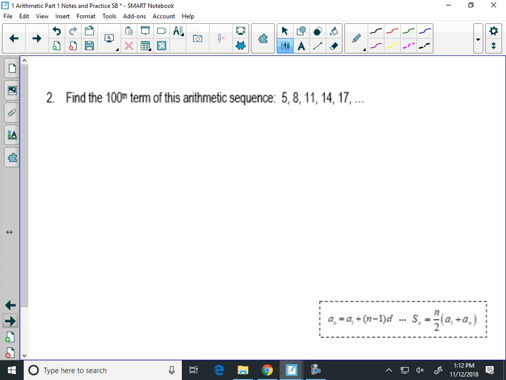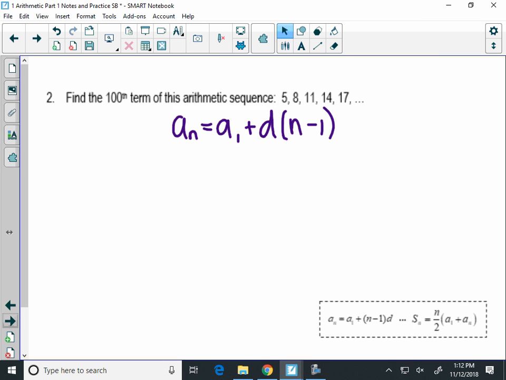So again, if I'm finding a term, I'm going to use this formula. This is the one that's on the top of your paper. You don't have to write it down again if you don't want to. That's what we're using. So let's figure out what information we already have, because there's actually a lot that we need here. Do I know a sub 1? Do I know the first term of my pattern? Yes, it's 5. Right? Start with 5.